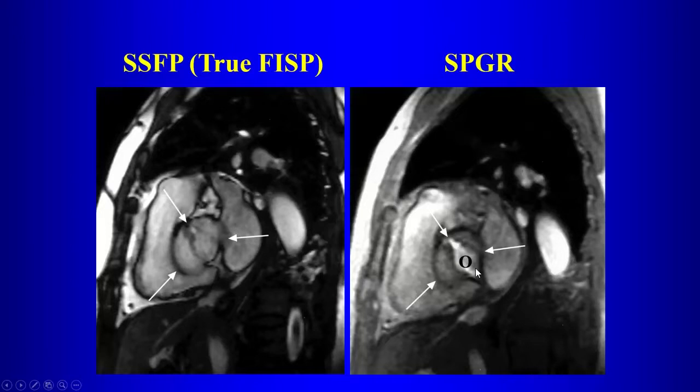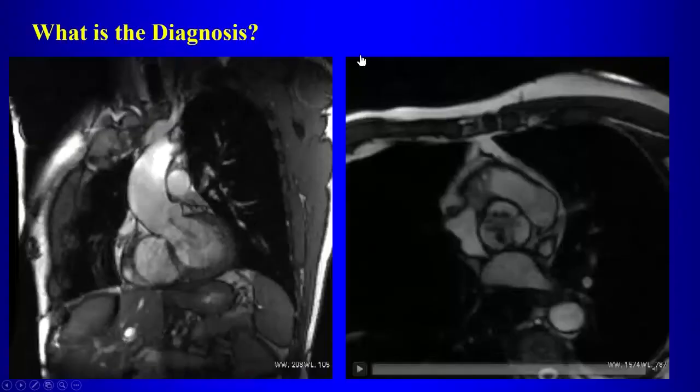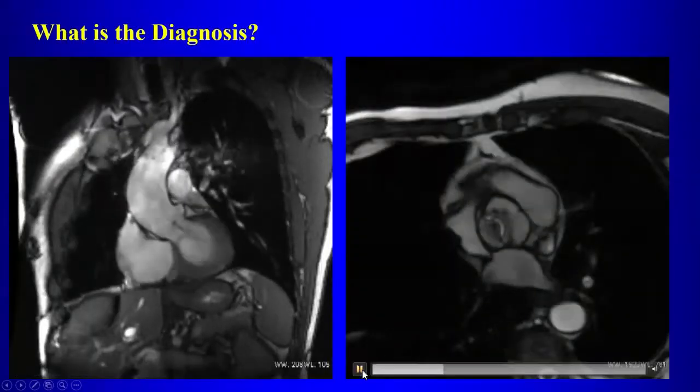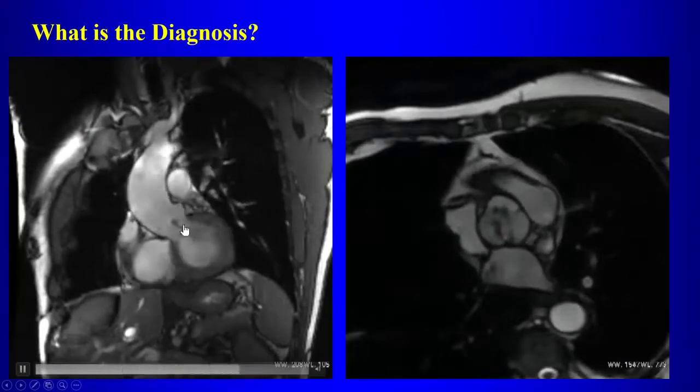So here's an example, somebody with a bicuspid aortic valve. So although you can make the diagnosis here with SSFP, with the spoiled grass sequence, it's much easier to see the morphology of that valve when it is wide open.